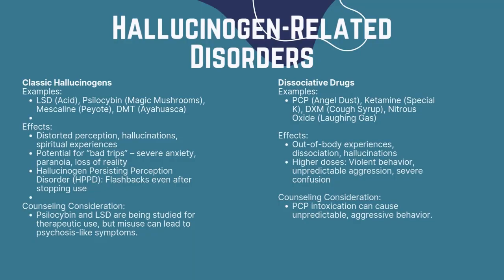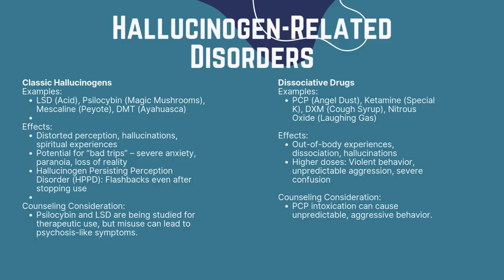So hallucinogens are a diverse group of substances that alter perception, mood, and cognition, often producing intense sensory experiences, hallucinations, and changes in thought patterns. These substances can be divided into two major categories: classic hallucinogens and dissociative drugs. While some hallucinogens are being studied for therapeutic benefits, their misuse can result in psychological distress, paranoia, and in some cases, persistent perceptual disturbances. Classic hallucinogens include substances like LSD or acid, psilocybin found in magic mushrooms, mescaline or peyote, and DMT or ayahuasca.